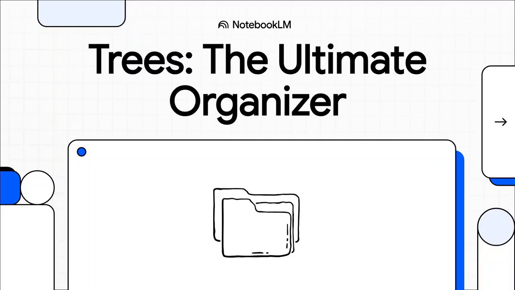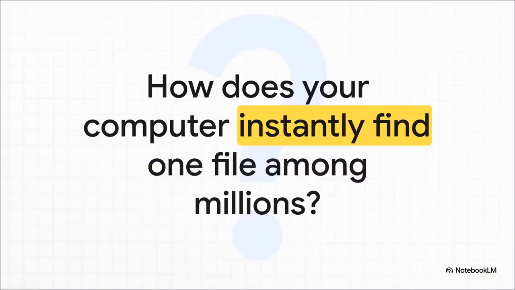All right, let's dive into one of the most fundamental ideas in all of computer science, the tree data structure. Now, you might not see it, but it is the hidden architecture that powers so much of our digital world. I mean, think about it for a second. Your computer probably has hundreds of thousands, maybe even millions of files on it. But when you search for one, you get a result in like a split second. How is that even possible?